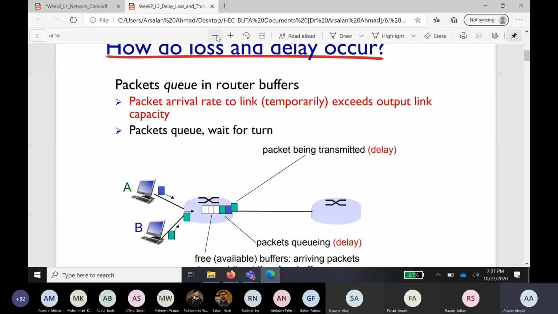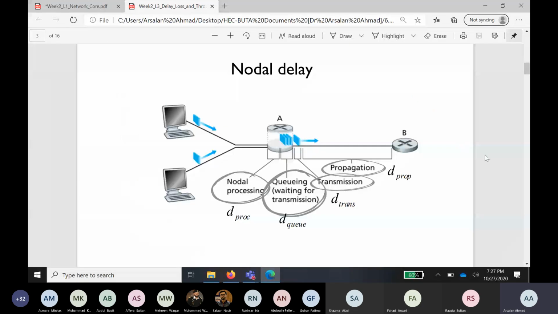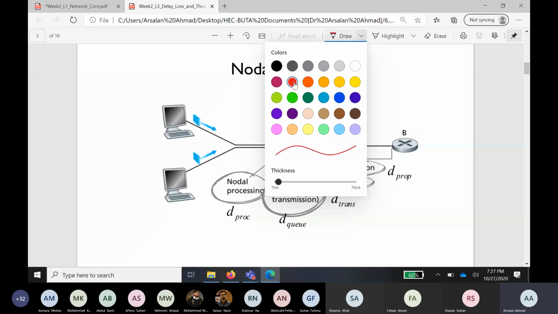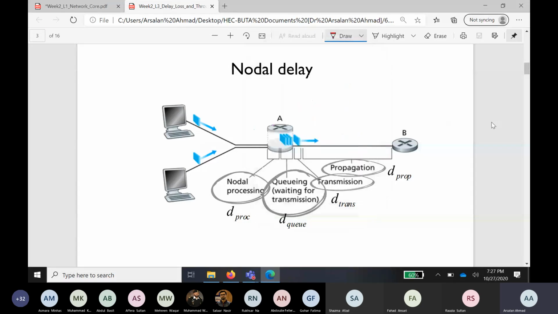Okay, so what is a nodal delay? I mean, the delay that can happen at a particular node. As I mentioned in the last lecture as well, we have these four types of delays. We have dproc, the processing delay, dq, the queuing delay, dtrans, the transmission delay, and dprop, the propagation delay. These are all the types of delays that can happen at a particular node.